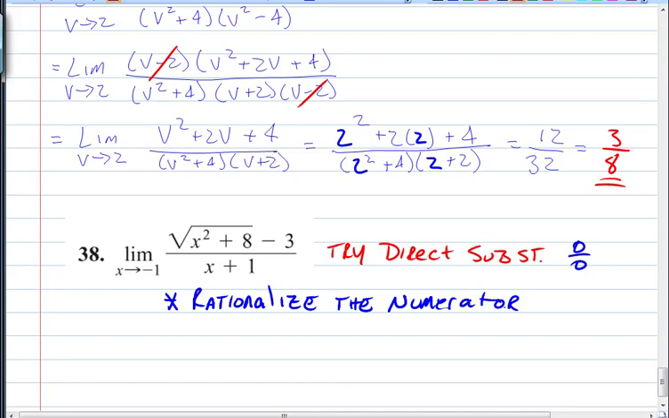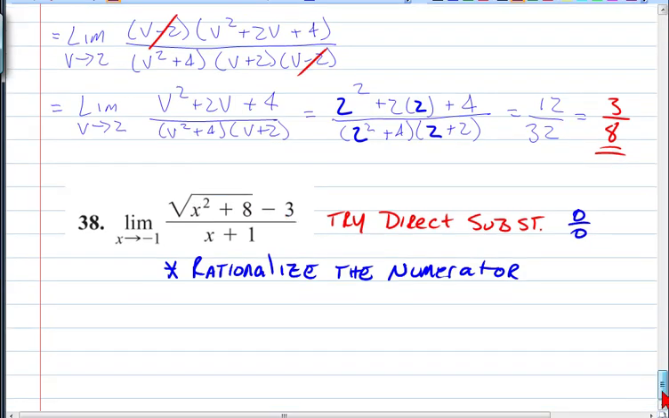All right? How do we get rid of the radical up here if we have a square root minus 3? What do I multiply this thing by in order to get rid of the square root on top? So we start with the square root of x squared plus 8 minus 3 over x plus 1. And we're going to multiply this thing by what?